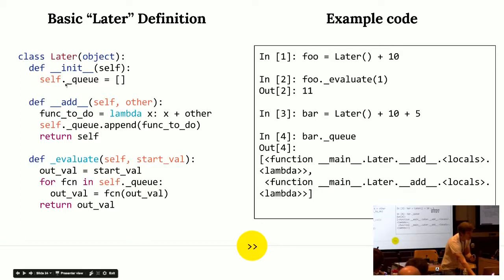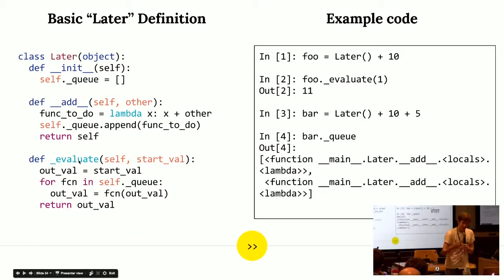So here, what I've done, Later has a queue. It's a queue of functions that are going to happen to it as soon as it gets data. Whenever we do something to it, so if I say x.caret plus 1, add gets called. Other is going to be 1 in this case. We create a little lambda, which is x plus 1, and we append it to a queue, and then we just return ourselves. So x plus 1, we just return the same object.